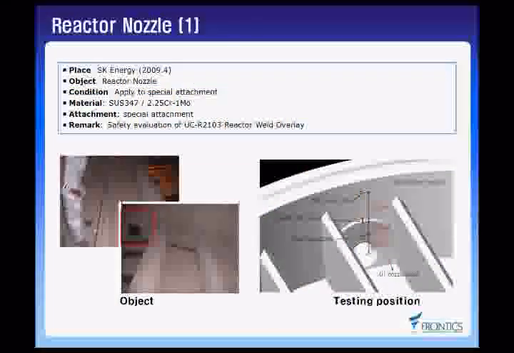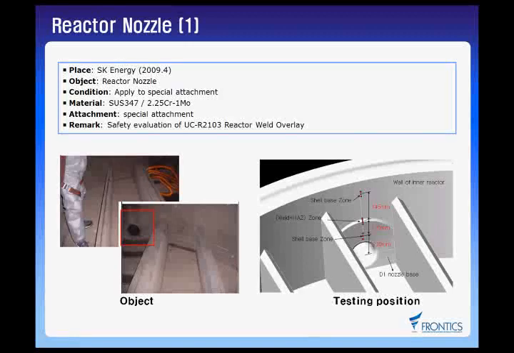This case was performed by SK Energy in Korea. Tensile properties of the 2.25Cr-1Mo were evaluated by treating the overlay welding with SUS 347, and the results were compared with the master block.